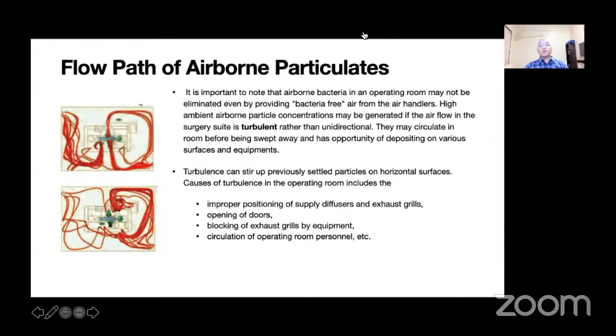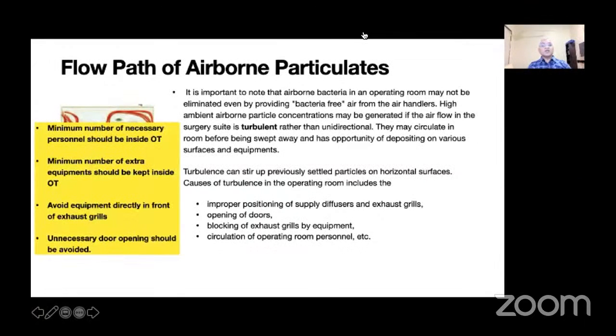So if there are too many persons, if your door is opening too many times, and if there is too much movement in the operation room, this turbulence can increase, which increases chances of entrapment of microorganisms and particles into the sterile zone or onto the sterile area. That means on the tray or the table where surgical instruments are kept.